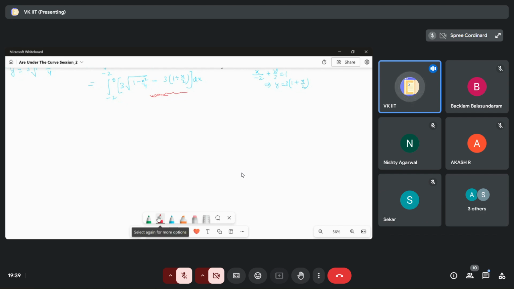So I was writing the alternative way to solve this. The alternative way is the area of ellipse formula. Do you know it? Yes, there is an area of ellipse formula also. The standard formula is pi into A into B, where A is the x-intercept and B is the y-intercept from the equation of ellipse.